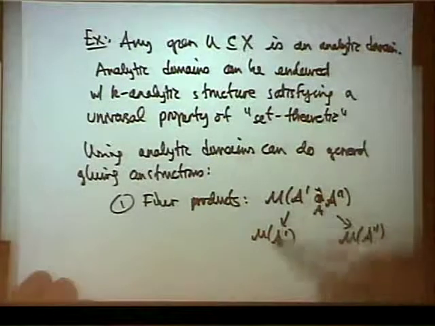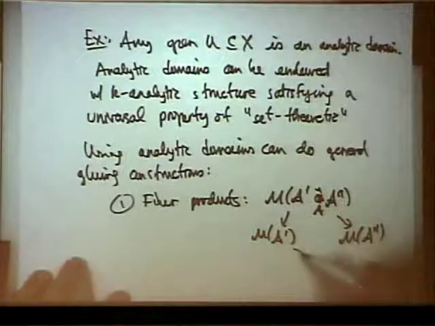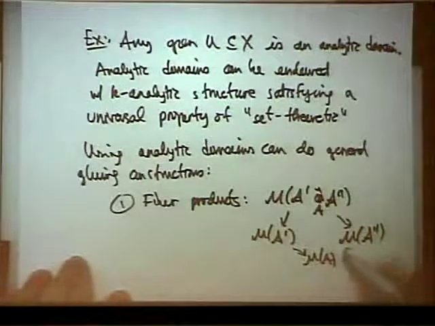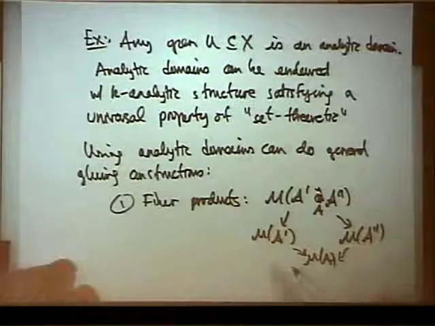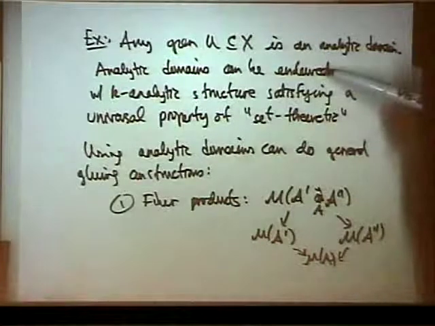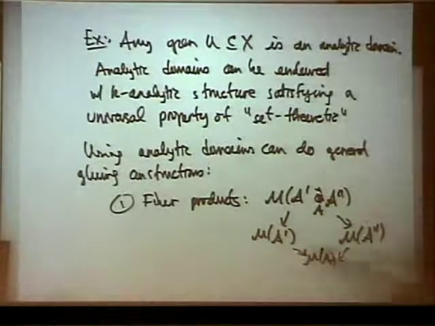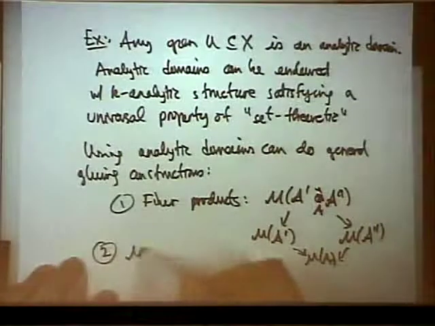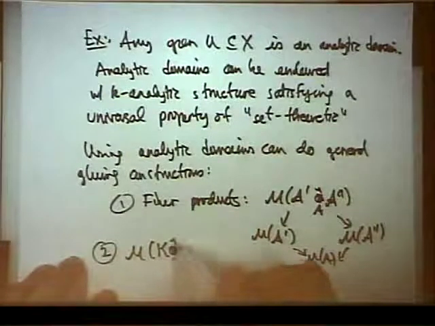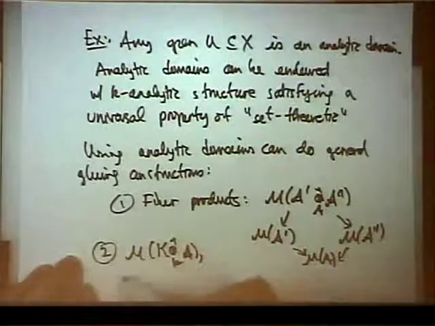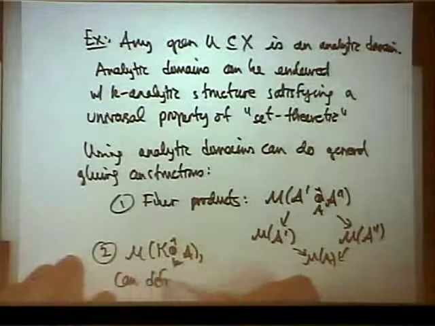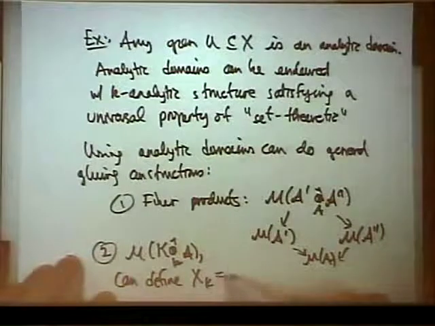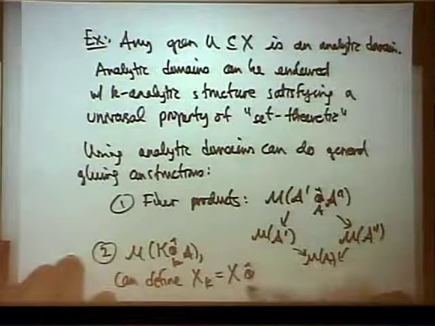So if I give you these two maps together with the compatible map down to the base, this is a fiber product. And then by doing general gluing of analytic domains, you can, in fact, promote this. You can make general fiber products. And similarly, by globalizing this construction of extension of the base field, you can define it. See, now it's an actual fiber product.